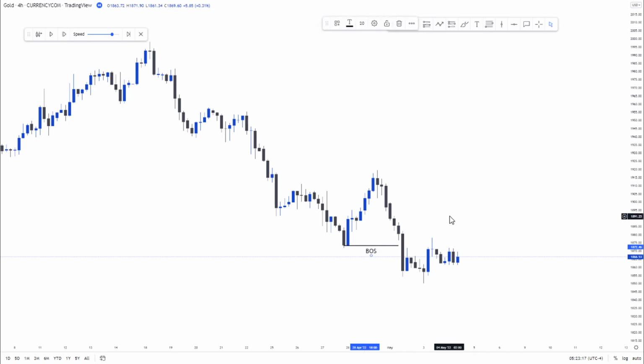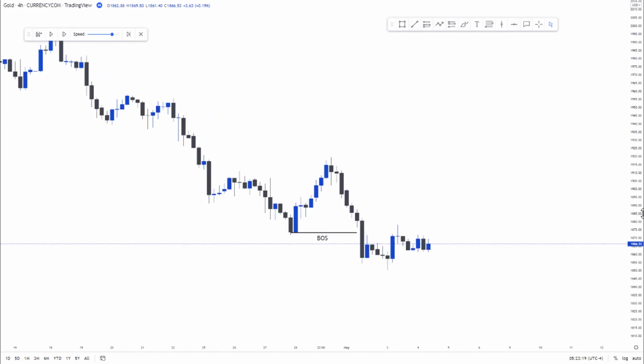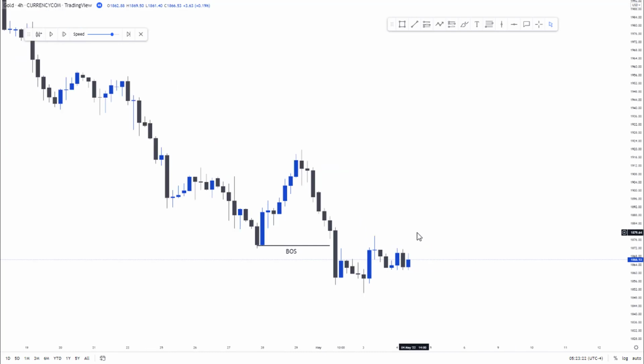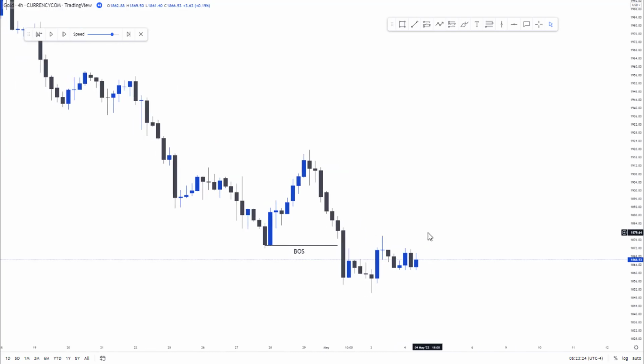So this is our break of structure. When we get this break of structure, what will I look for? I start looking for my supply zones. As you can see, price broke structure with multiple bearish candles with momentum. Now we're going down to look for our supply zone.